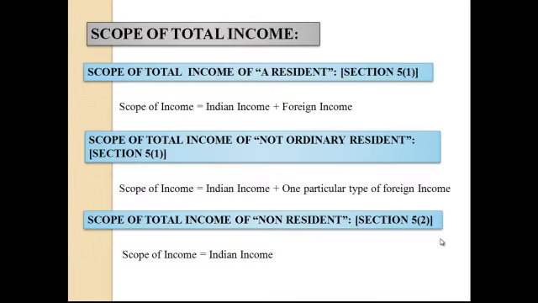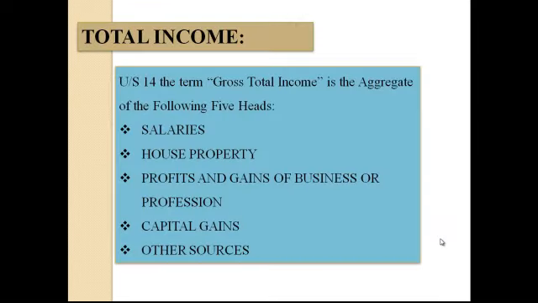The scope of total income: for resident, under Section 5, Subsection 1, the scope of total income of a resident is Indian income plus foreign income. For not ordinary resident, Indian income plus one particular type of foreign income. For non-resident, he has to pay tax only on Indian income.